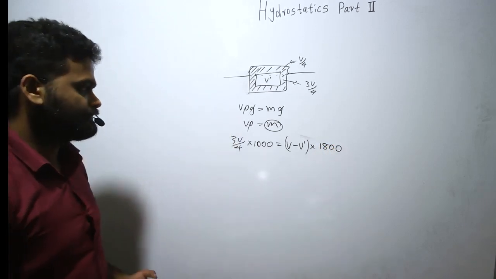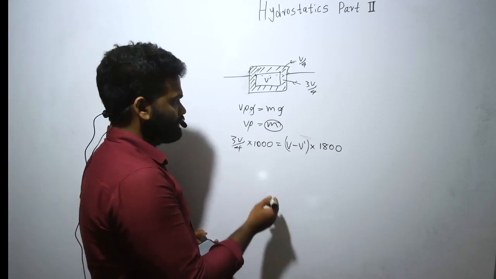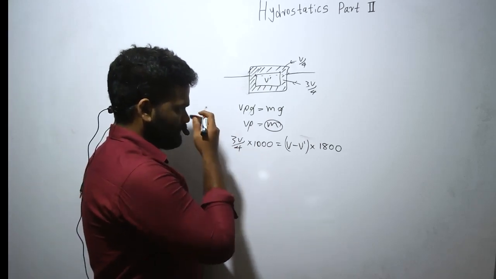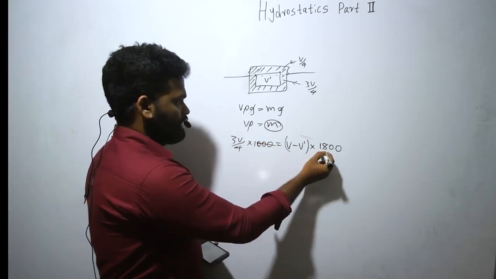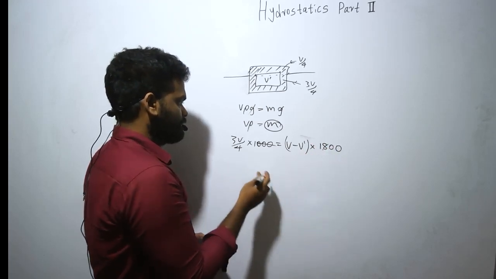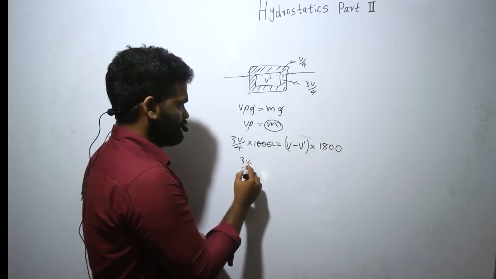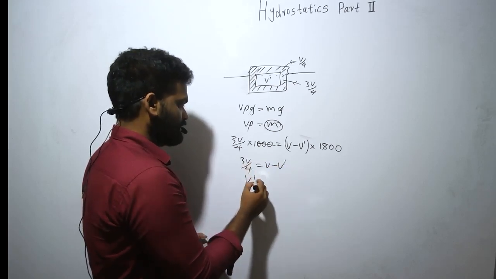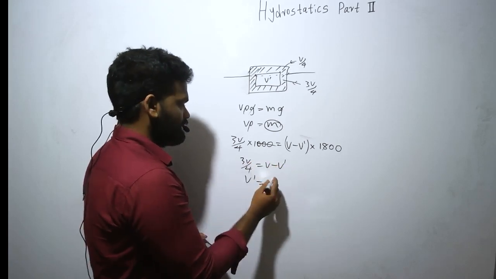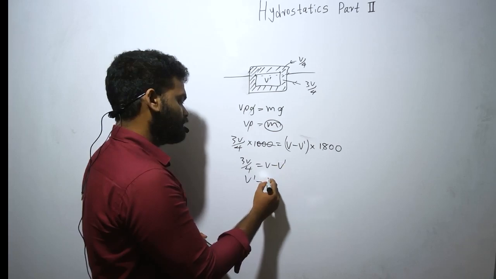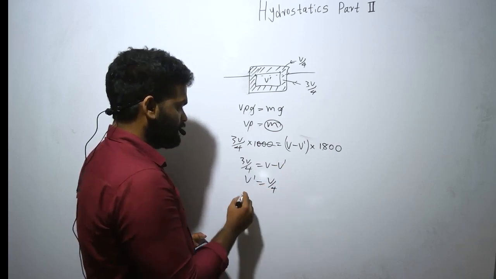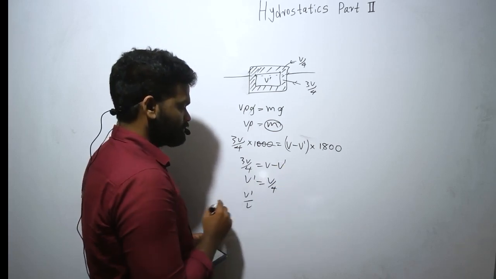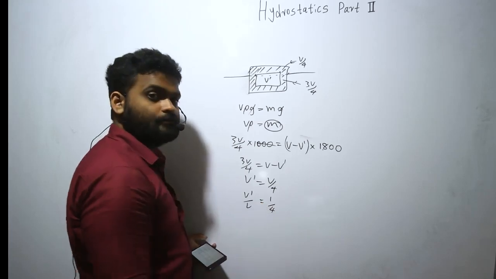Divide by 1000 both sides. Then 3V over 4 equals V minus V dash. Take V dash to the other side, then it becomes V minus 3V over 4, which is V over 4. Then V dash over V, cross multiply, equals 1 over 4.